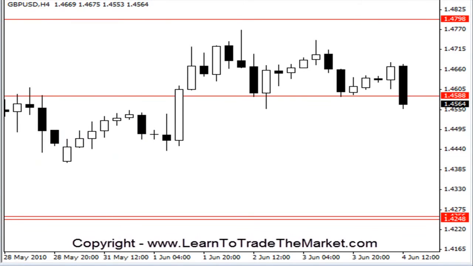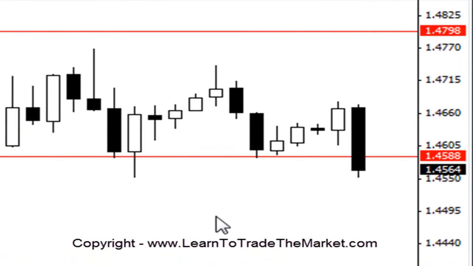Hey guys, we've got about 2 minutes to the non-farm payrolls. I'm on a 4-hour chart of the GBP USD. We've seen a 4-hour Fakey. We actually had 3 inside bars here.